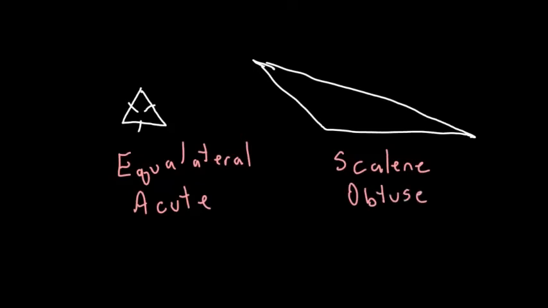So when you're naming triangles, most of the time you're going to want to have two names, unless it's only asking you to classify based on sides or angles. But a lot of times it's going to ask you to classify based on both.